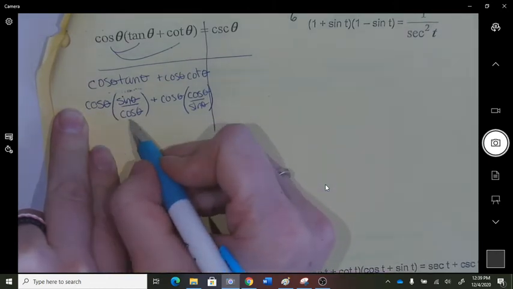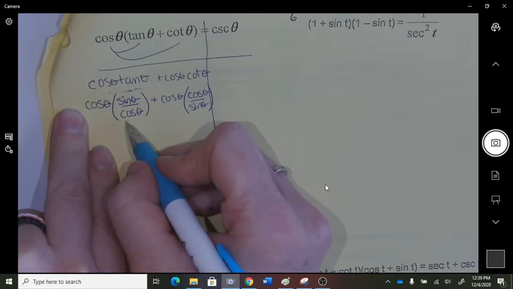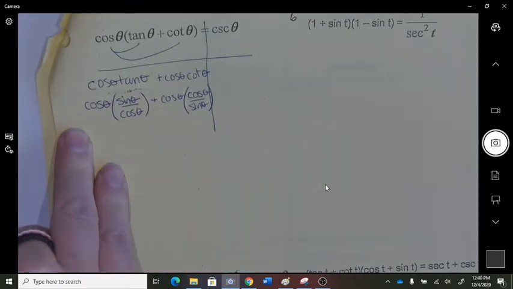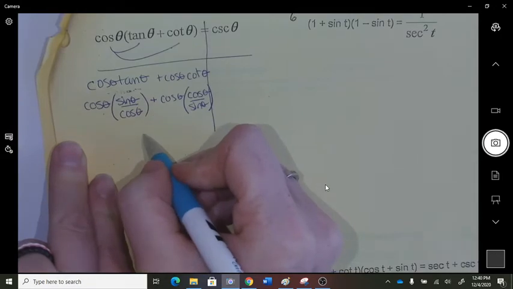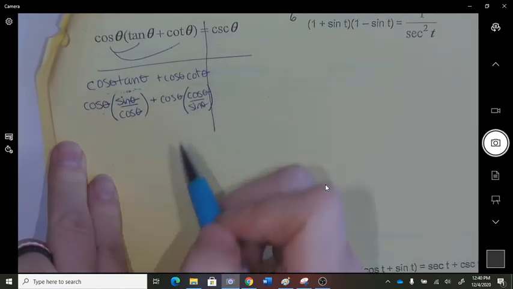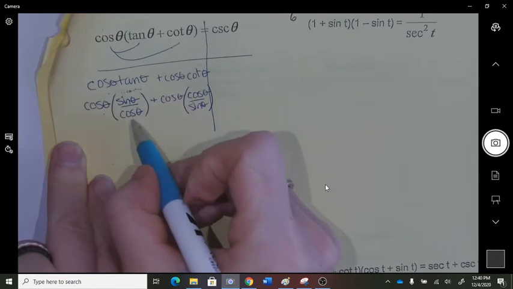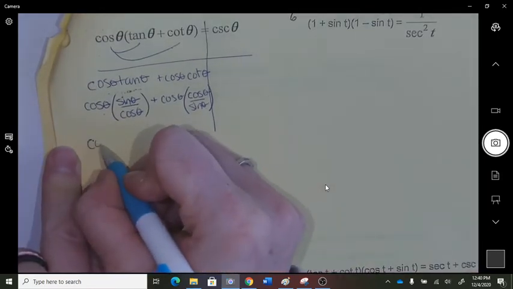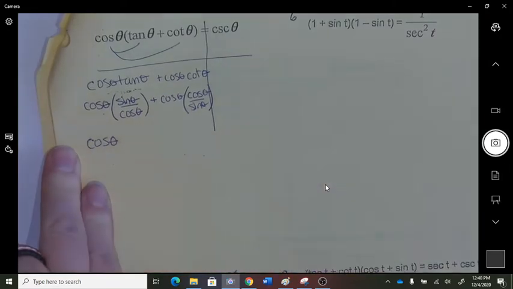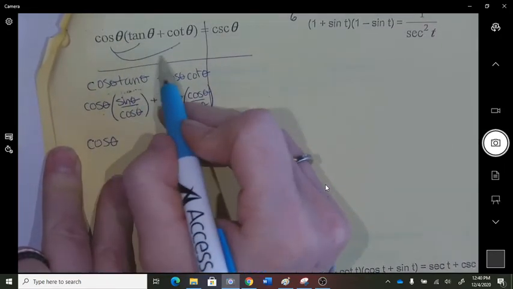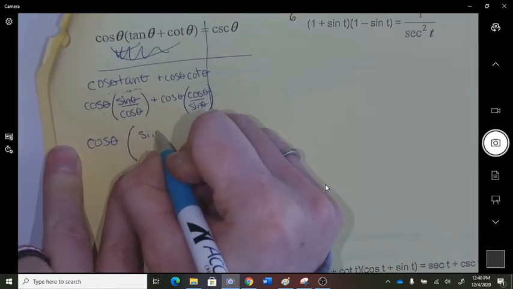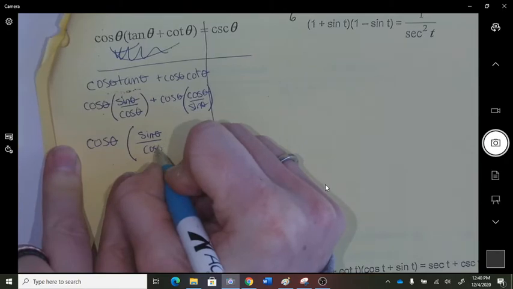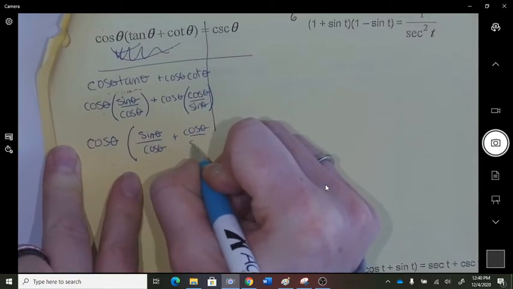Okay, so now I think I'm going to factor out a cos theta actually. Maybe I didn't need to distribute at the start because I'm seeing not the best right now. So I'm going to factor that out. Sorry, you could have done this at the start or not distributed. So sine theta cos over cos plus cos theta over sine theta.